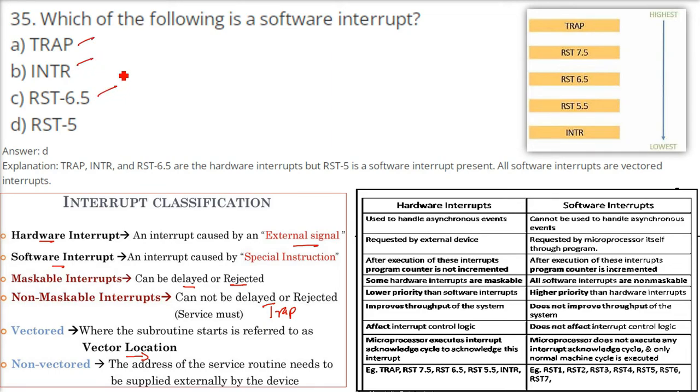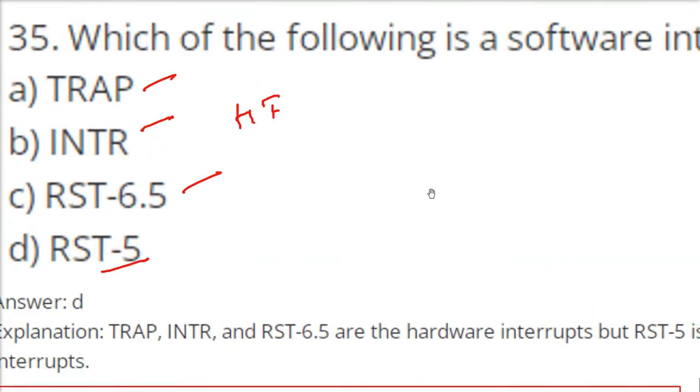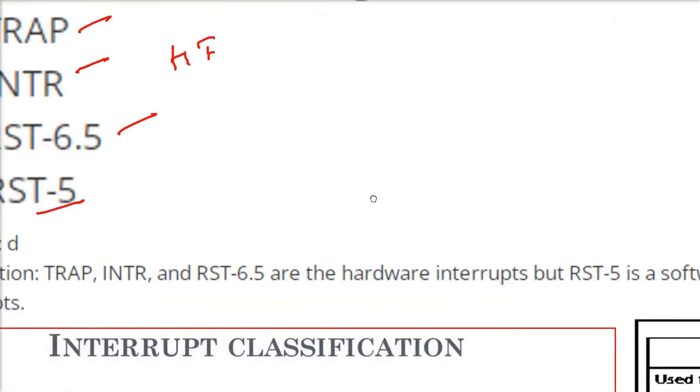Because there is a difference between software and hardware interrupts. All these, 5.5, 6.5, are hardware. Software is RST 5, 6, 7 like this. I'll just show you the whole series. But let me tell you, TRAP, INTR and RST 6.5 are hardware interrupts. But RST5 is a software interrupt.